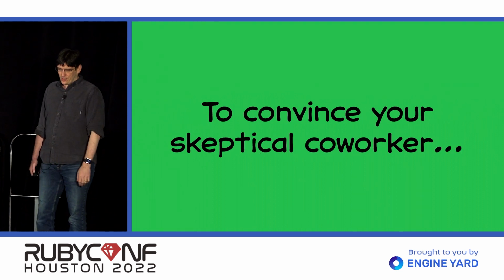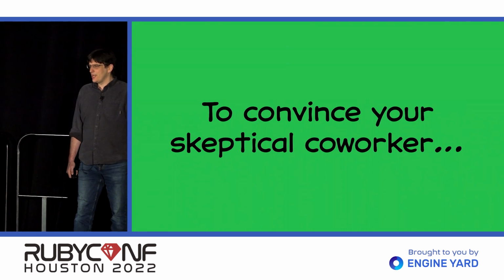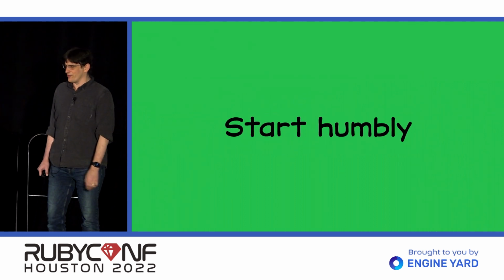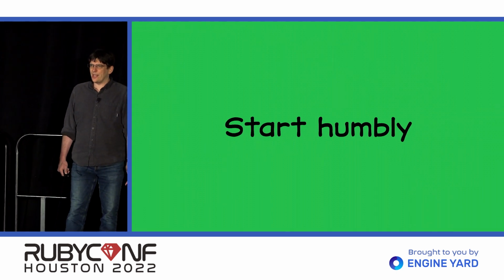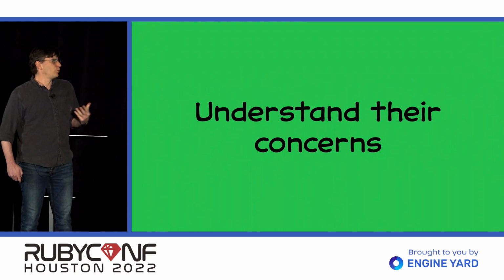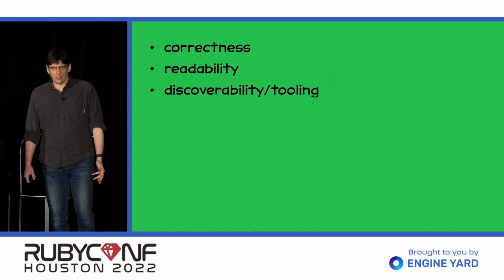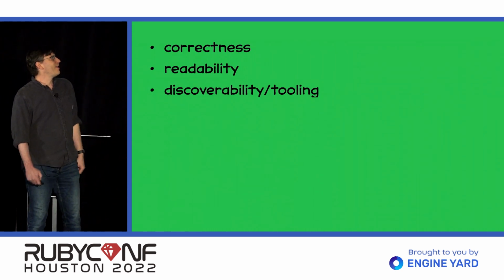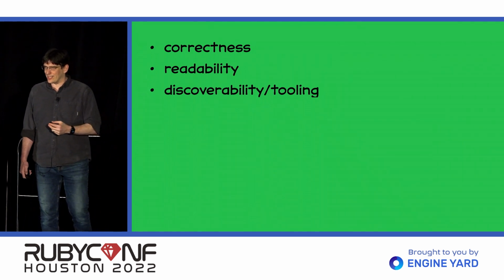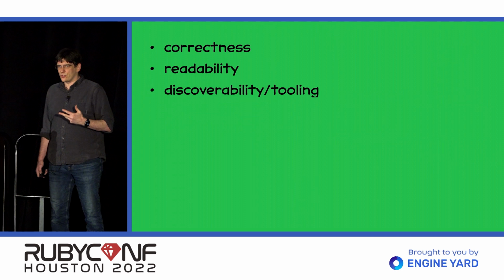So from there, when you're trying to convince somebody who is skeptical of this, I think it helps to come in humbly, and not hot, waving your arms about metaprogramming all the things, but to understand the concerns that they will have. Some of the things that are really commonly raised as concerns here are: how do we know it's going to be correct? How do we know that people are going to be able to read this? How will we be able to discover it? Will our tooling work with it? Will people be able to search for it? These are real, genuine concerns that I don't want to minimize.